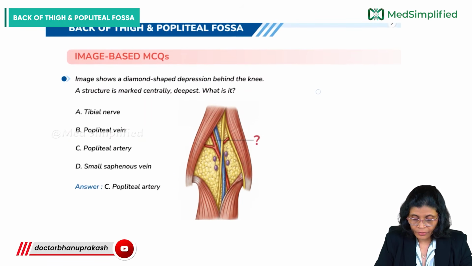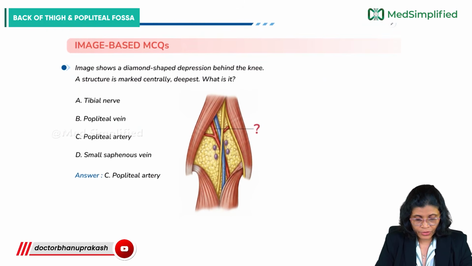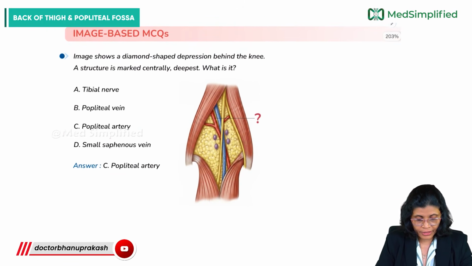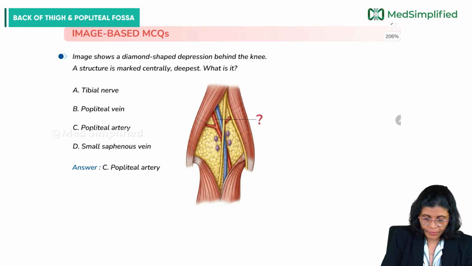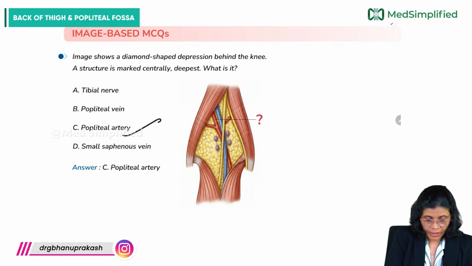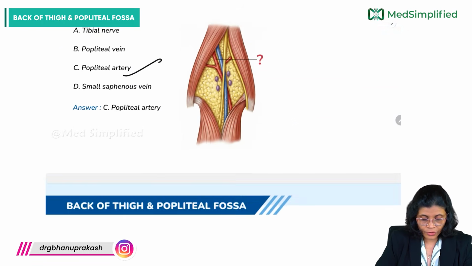So let's look at some of the MCQs. The image shows a diamond-shaped depression behind the knee. A structure is marked centrally and deepest. What is it? Centrally and deepest, in the posterior aspect, will be the popliteal artery. So it is the right choice.